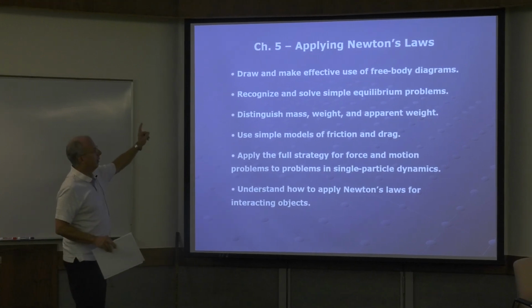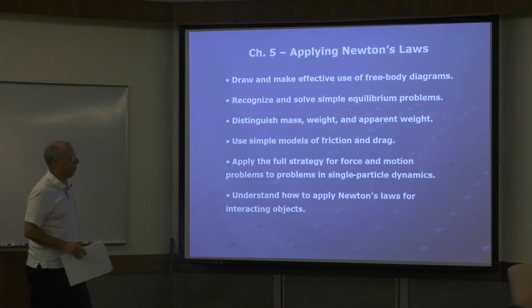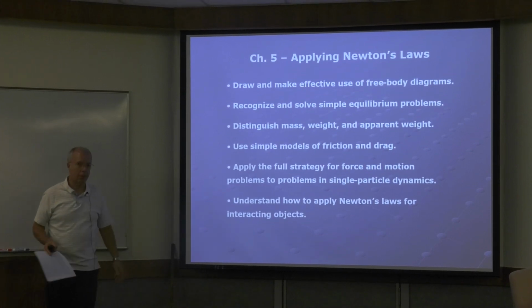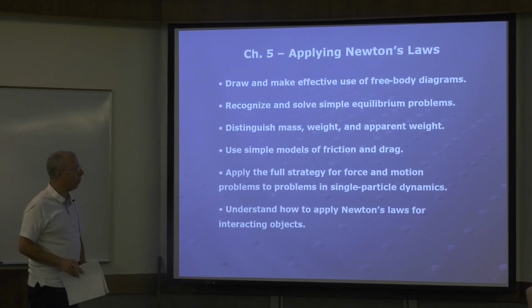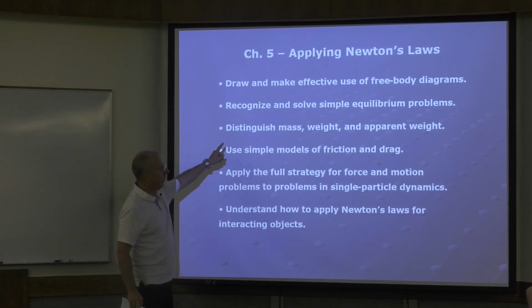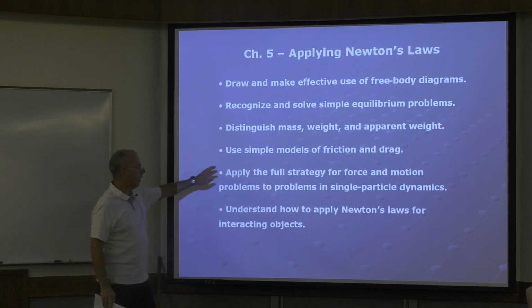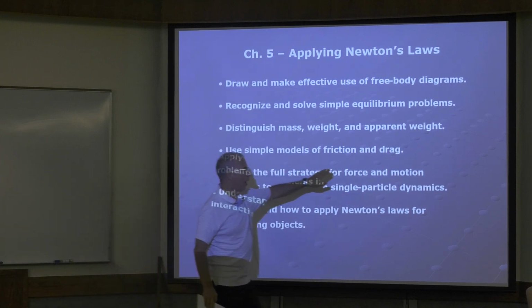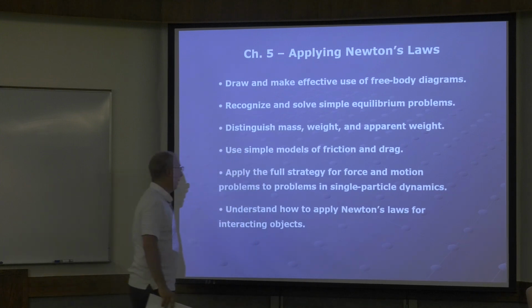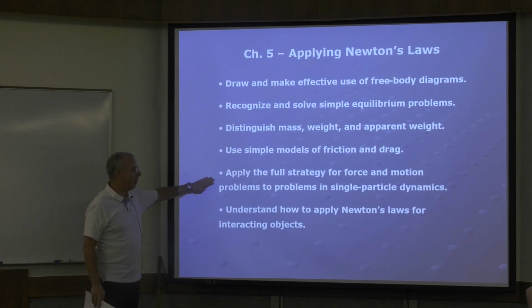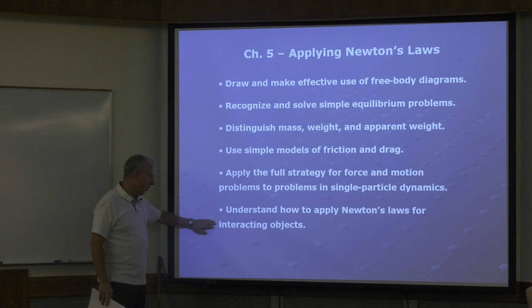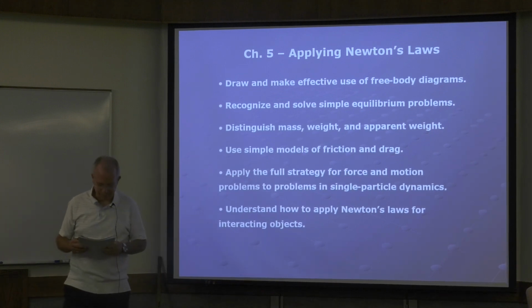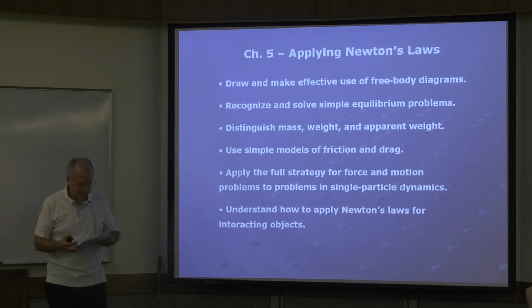All right, we're going to draw and make effective use of free body diagrams. So now we're going to use these things that we learned how to draw. Recognize and solve simple equilibrium problems. Distinguish between mass, weight, and apparent weight. We're going to finally talk about friction and also drag. Drag is air resistance. Apply the full strategy for force and motion problems to problems in single particle dynamics. And then understand how to apply Newton's laws for interacting objects. So there's a lot to this chapter.